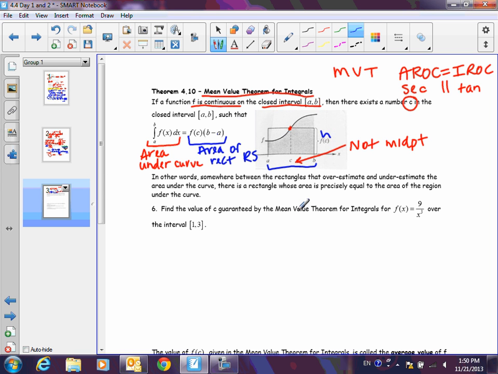So think of it this way. If we were going from 2 to 10, how far is that? 8. What did you do to those two numbers? You subtracted them. So B minus A, that's representing the width of the rectangle. So that's where we're getting F of C times B minus A. The exact area under the curve, in all its weird shape, is equal to somewhere this special rectangle that has been placed at the exact point we need it to be placed. And then algebraically, we're going to find that C.